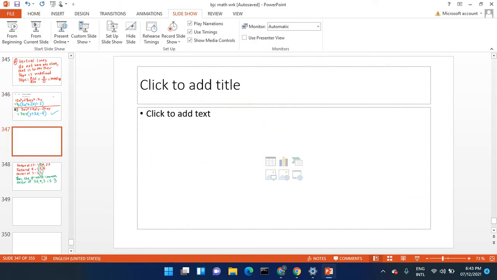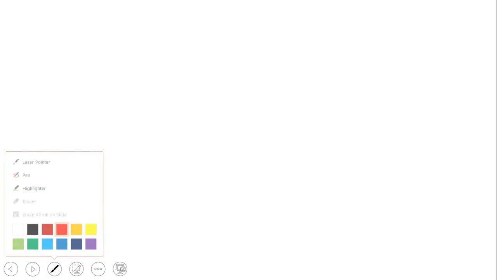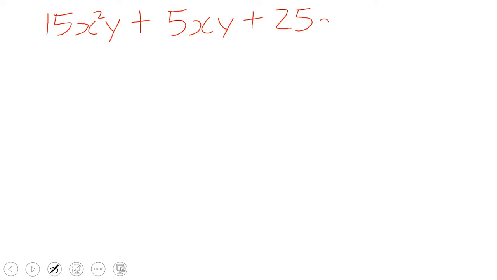So let's do another one. Let's do something like, say, if we have 15x squared plus x plus y squared. So factorize that completely for me, please. Factorize that completely.